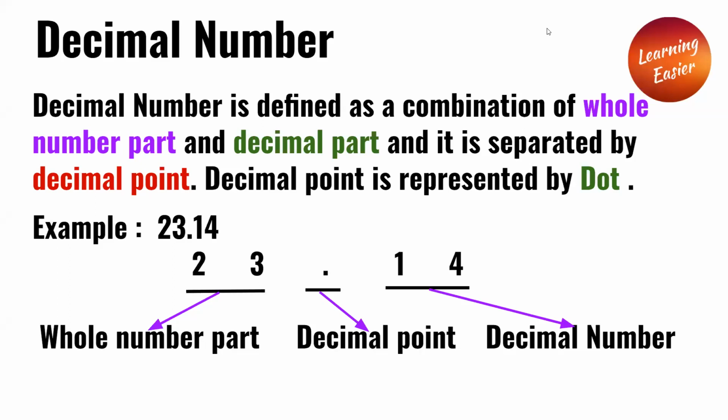Decimal number. The decimal number is defined as a combination of the whole number part and the decimal part, and it is separated by the decimal point. Decimal point is represented by the dot. Example: 23.14, hundredth. The 23 is the whole number part and the 14 is the decimal number part. Separating the 23 and the 14 is the decimal point.